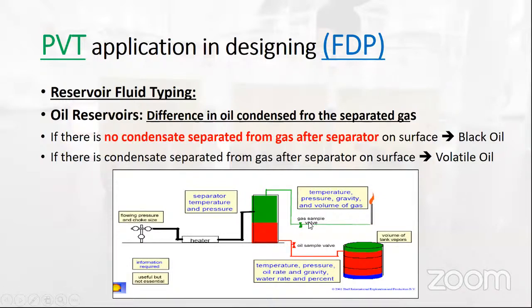So if some condensate is separated again from this gas, we call it in this case a volatile oil. If after separation no condensate is separated from this gas, we call the oil reservoir in this case a black oil. So for the black oil, the gas separated is dry gas, but the gas separated from the volatile oil will condense some condensate or some oil after its separation in the primary separation. So for volatile oil, we need an additional separation stage.